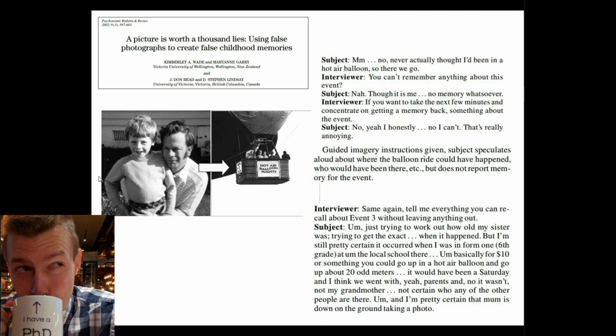It would have been a Saturday, and I think we went with, parents. And no, it wasn't, not my grandmother. Not certain who any of the other people are there. And I'm pretty certain that Mum is down on the ground taking the photo.